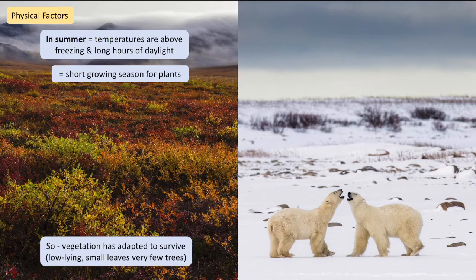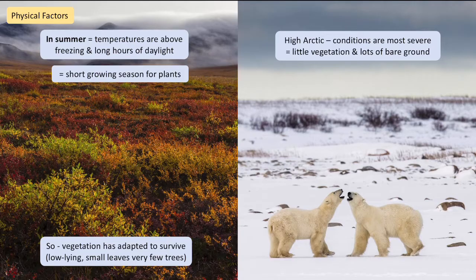If we go really far north into the high Arctic, conditions are much more severe. There's even less vegetation and lots more bare ground. So we can see there are spatial differences in the vegetation in this area. And also when we see the temperatures changing between summer and winter, even if it's a marginal change, that shows that there are changes over time, which will obviously affect the water cycle.